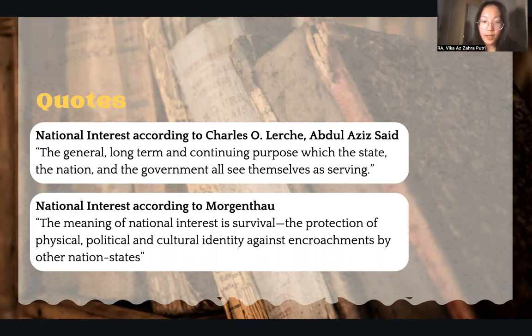So, as a case study, we have chosen the attack on Pearl Harbor as our case study due to the direct conflict between two states that led to war with one another, where many lives are lost due to this conflicting interests.